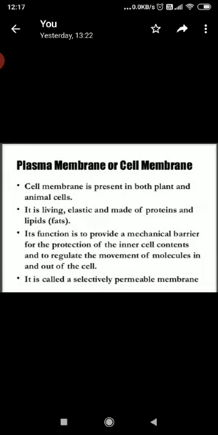The next function is that it provides an outer boundary to the cell and separates cells from one another and also from the surrounding medium. It provides an outer boundary and separates cells from one another. It also protects the cells from injury.